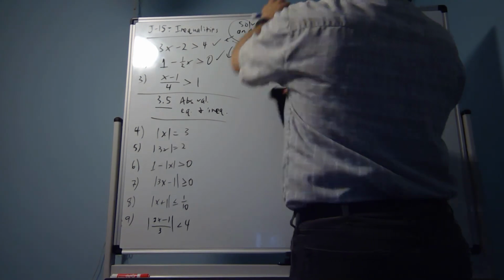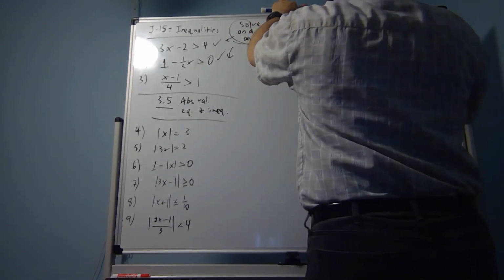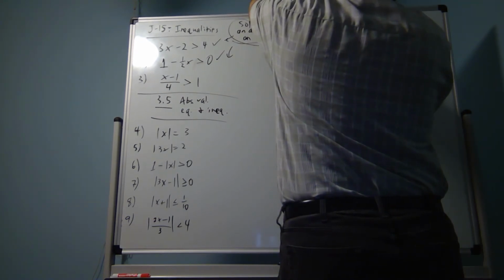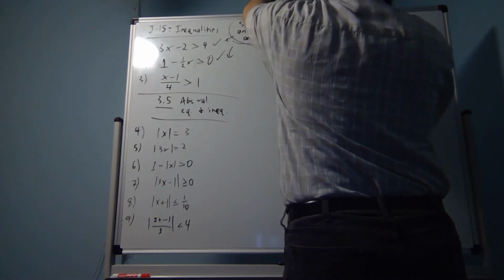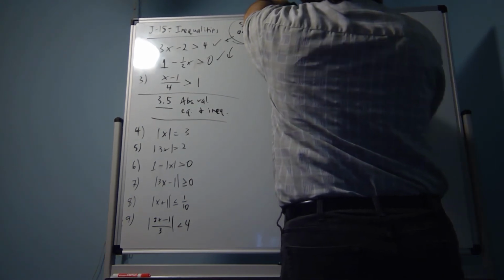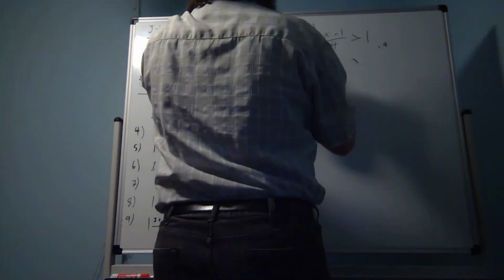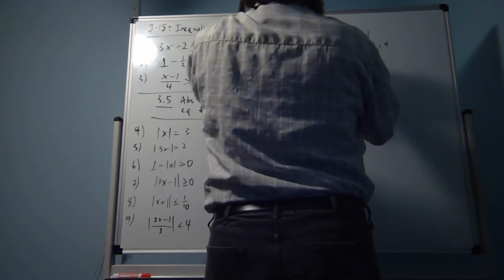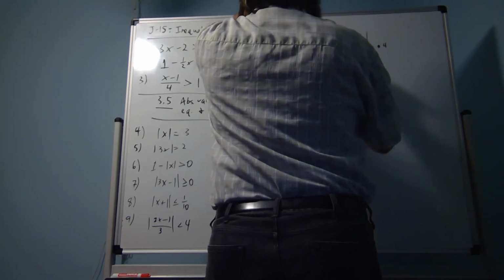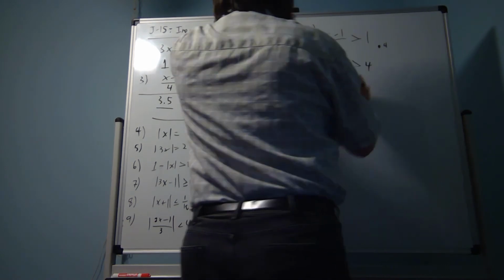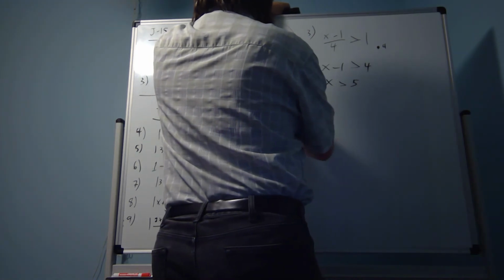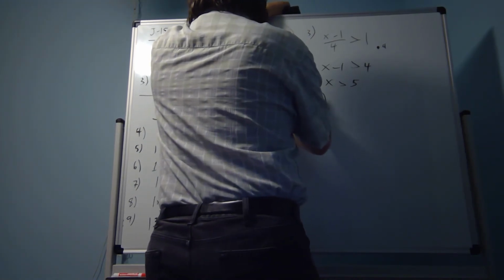Number 3. Okay, so we're solving the inequality (x minus 1) over 4 is bigger than 1. So that means times 4 on both sides. That means x minus 1 is larger than 4, which means that x is bigger than 5. So the answer is the interval from 5 to infinity. So that's the solution set.